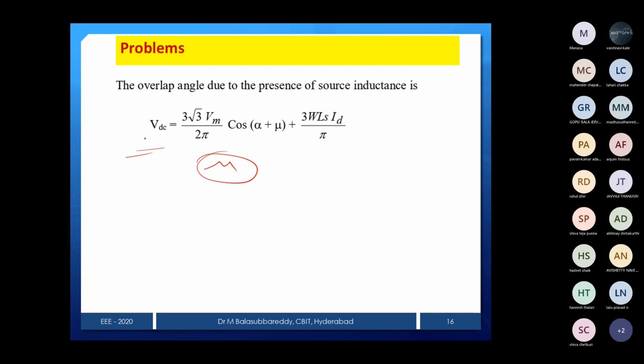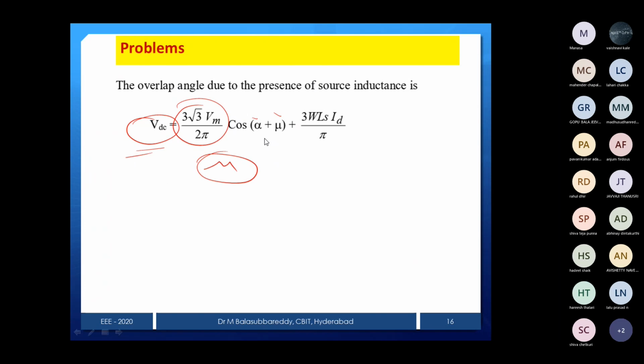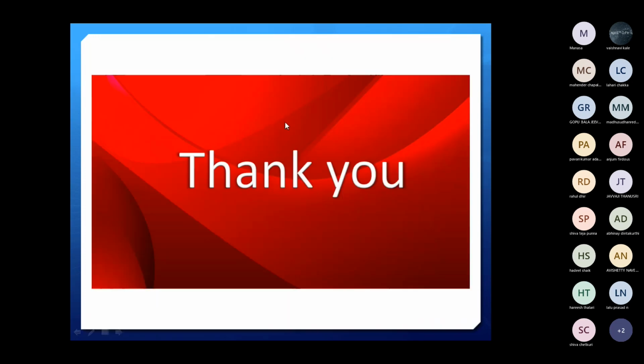So using this formula, now VDC is known to you. This parameter is known. The only unknown parameter is mu. Alpha is also known, because in the previous problem itself we had the alpha value of 30 degrees. And here whenever you use cos of alpha plus mu, you must use 3 omega Ls by pi into Id, and you will get the mu value. So mu is 0.678, and this is today's class.